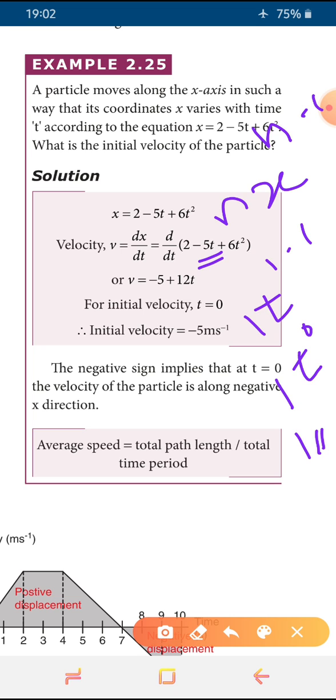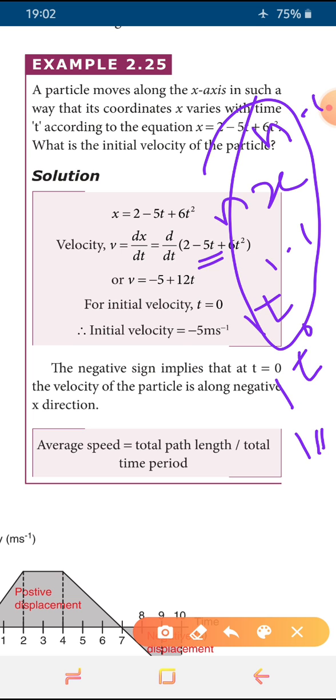Then already 5 is there. Then we are writing minus 5 plus 6t square. The same method we can apply here. Then 2, when it comes to the front, will become 12t.